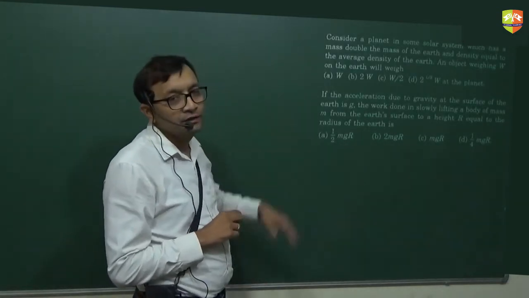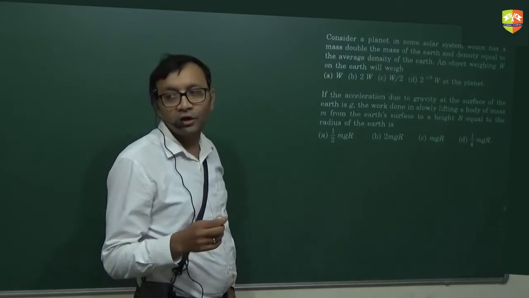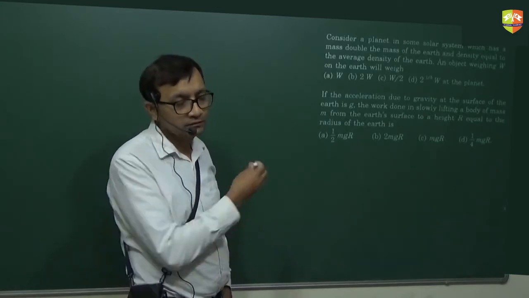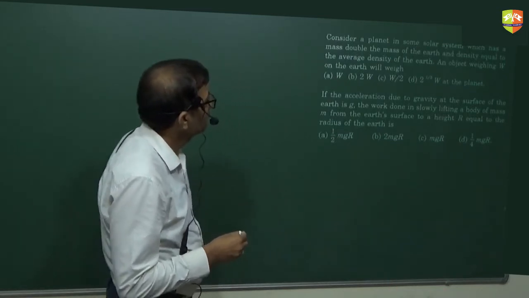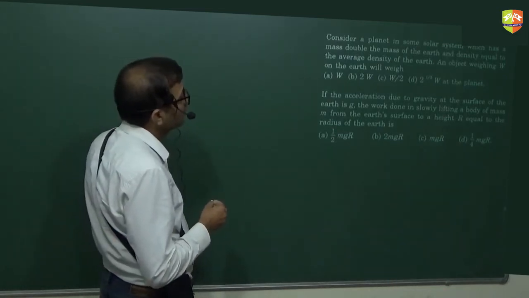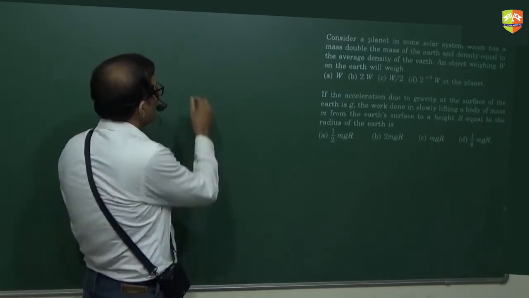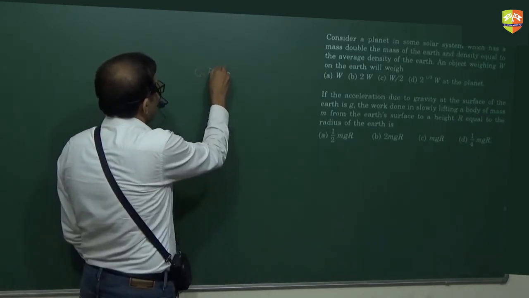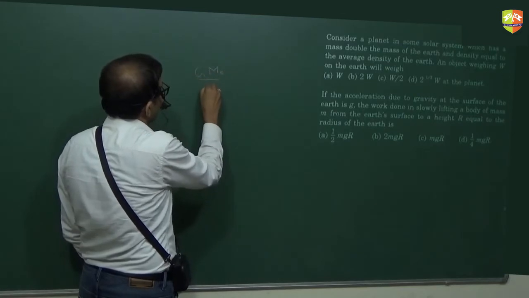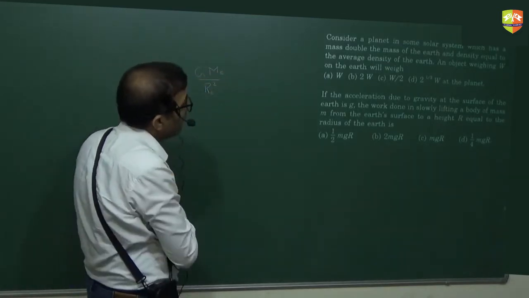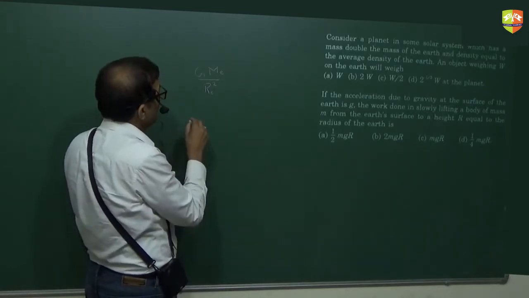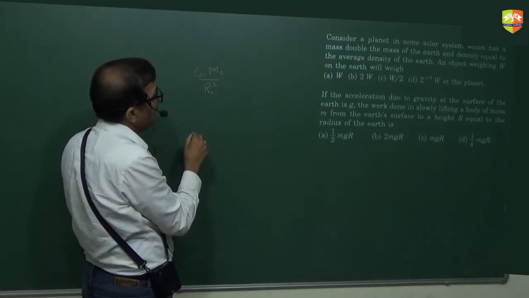How will you do the first one? Explain. So you calculate the force on Earth. You get GMEM by RE square. Then you calculate the force on that other planet, writing the mass and the radius in terms of the Earth's quantities.